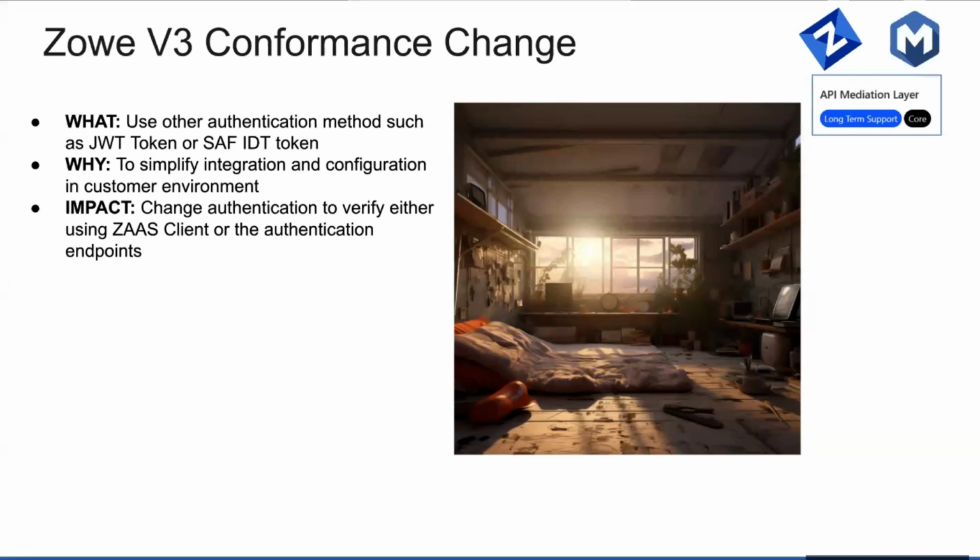And also the integration and configuration is tougher. So it would be great if all the extenders at some point, not necessarily by v3, but at some point during the life of v3, moved towards using the token-based authentication or certificate-based authentication. If you don't know how to do it, we are providing a ZAAS client within the API Mediation Layer that you can integrate with, and that provides the methods that are behind calling the REST endpoints that provide the API Mediation Layer.